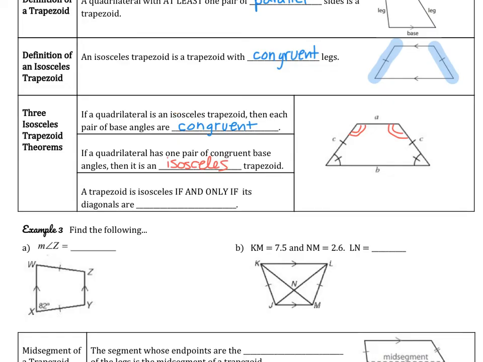So this means that either we can start with the legs being congruent and conclude that the base angles are congruent, or we can go reverse. We can start with base angles that are congruent and conclude that the legs are congruent. And last, a trapezoid is considered isosceles if and only if the diagonals are congruent.